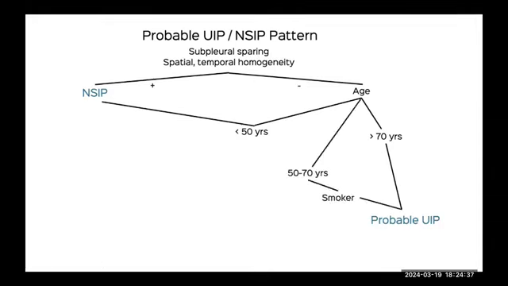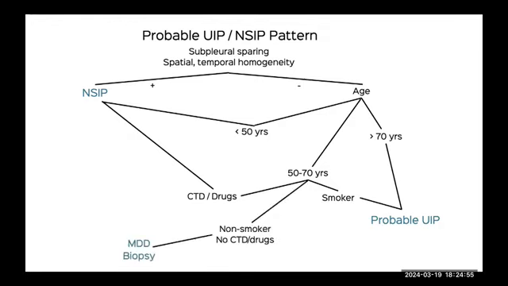The biggest challenge is in the 50 to 70 years age group. If the patient is an ever smoker or has been a heavy smoker in the past, then it's likely probable UIP, IPF. If the patient has connective tissue disease or is on medications known to produce NSIP or medication-induced pulmonary injury, then that's likely that.